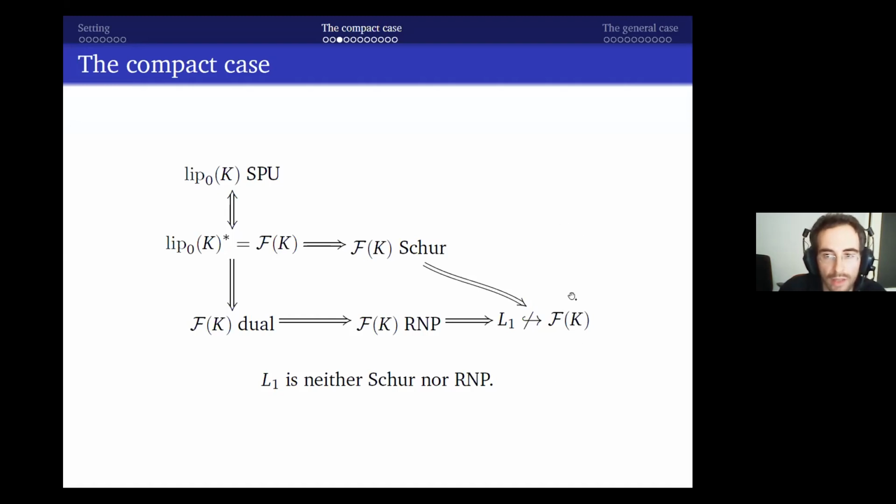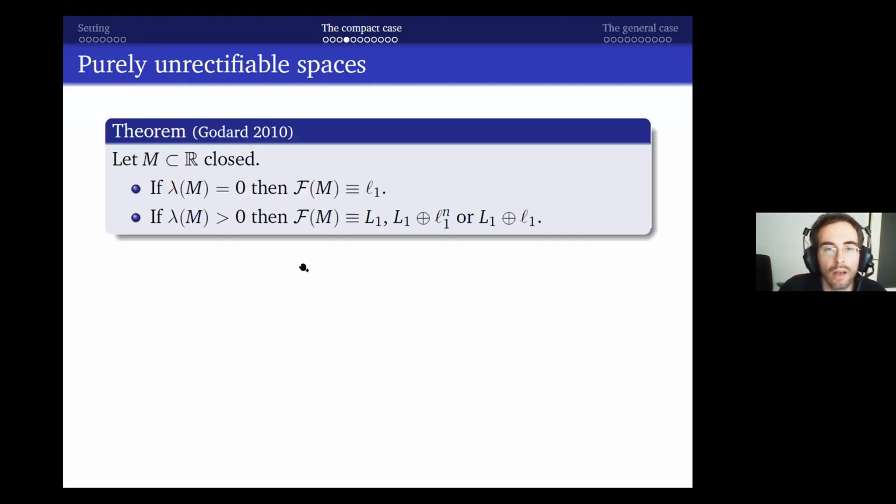And now let's look at a slightly more complicated condition here. We start by mentioning this theorem by Godard, who characterized the free spaces for any subspace of the reals. He proved that if M has measure 0, then its free space is just little l1. And if it has a positive measure, then its free space is one of these: capital L1 plus some little l1 space of the appropriate dimension. Here, the dimension is just the number of gaps in M. In any case, F(M) is isomorphic to capital L1.